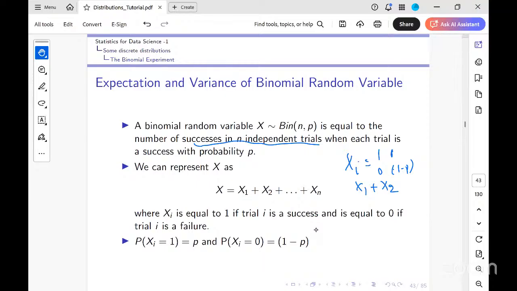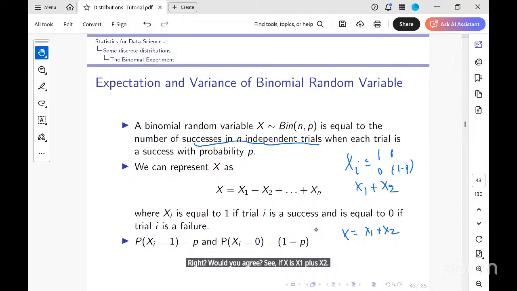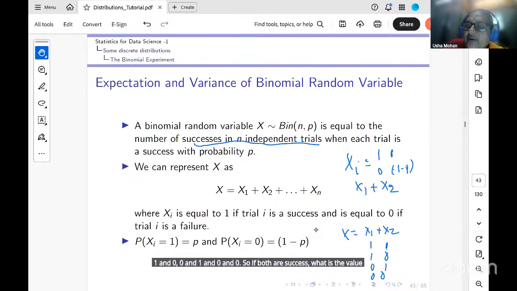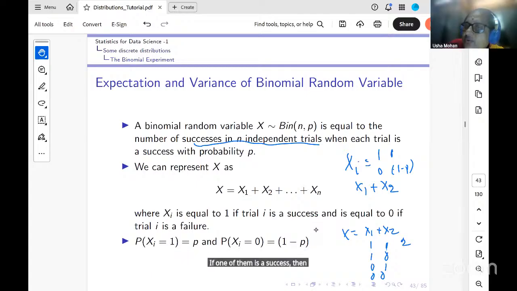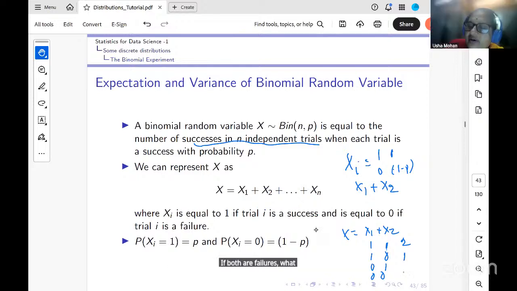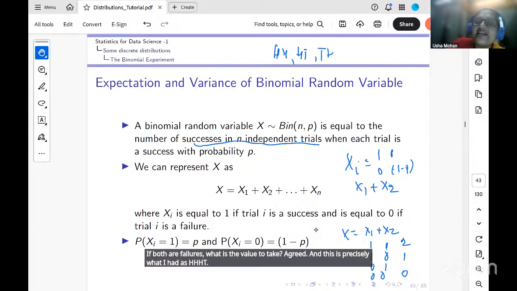2p, right? Would you agree? If x is x1 plus x2, what are the possible values of x1 and x2? It is 1 and 1, 1 and 0, 0 and 1, and 0 and 0. So if both are success, what is the value x would take? 2. If one of them is a success, then what is the value it takes? 1. If both are failures, what is the value it takes? 0. Agreed? And this is precisely what I had as HH, HT, TH and TT, right?